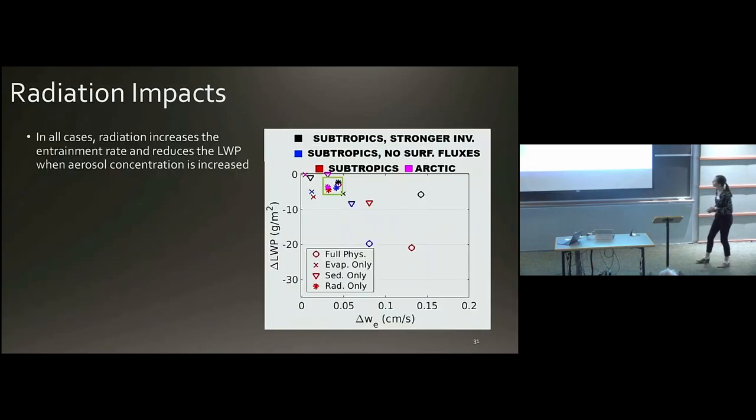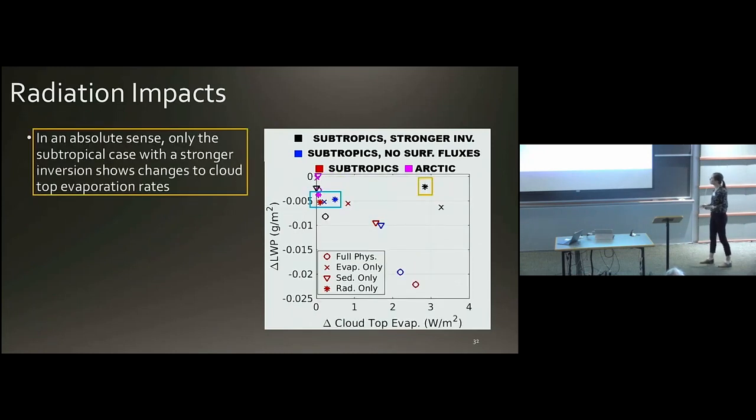Okay. So then the last thing I want to talk about is the impacts from radiation, and all of my radiation tests are actually clustered really close together here in this phase space. So in all cases, we're getting essentially the same change in entrainment and the same change in the liquid water path. Things start to look a little bit more different, though, when I start looking at changes in cloud top evaporation. Here, this subtropical case with a strong inversion is kind of doing its own thing, having a lot of additional cloud top evaporation without necessarily large feedbacks to the liquid water path.